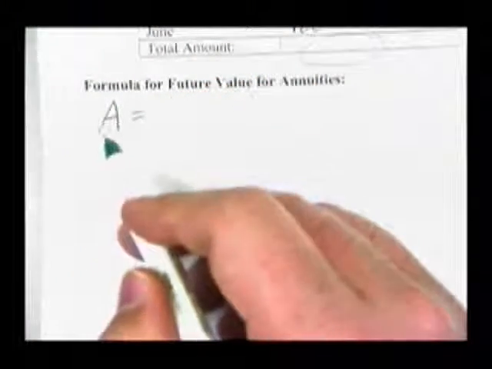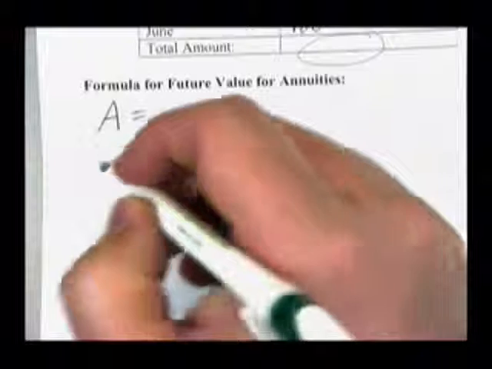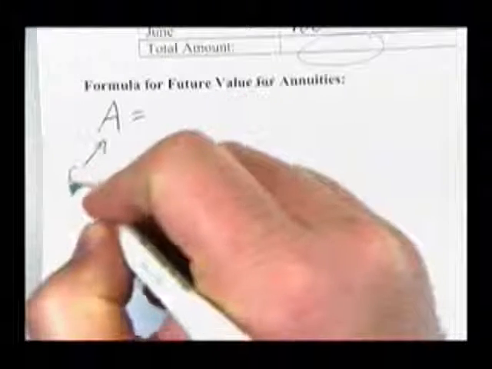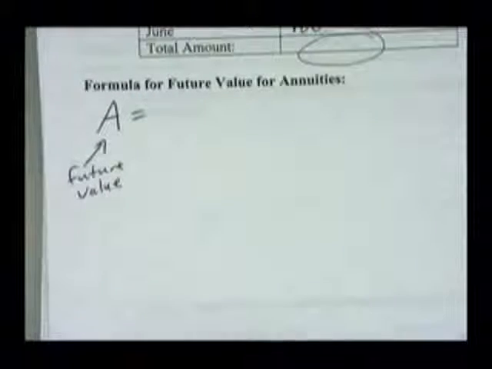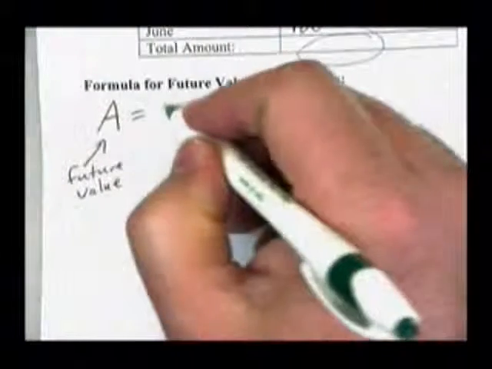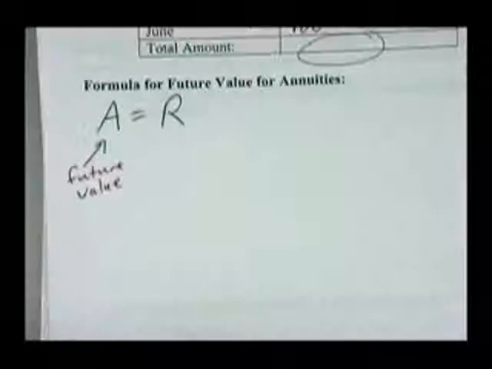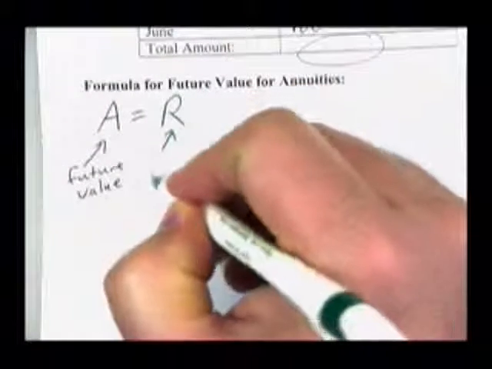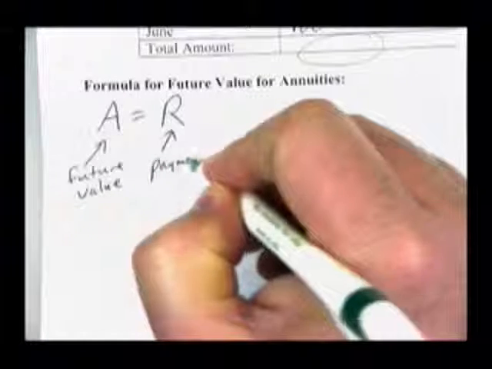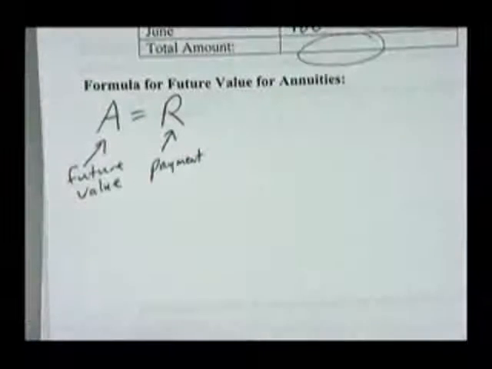A, and that's going to be amount, just as before, only we're going to call this future value. We're just going to give it a different name, but it's the same thing we've looked at before. It's the amount at the end. Is equal to R, and here's a brand new variable that we haven't used before. The R is going to stand for payment. Why they used R, I don't know, because P was already taken. I don't know why they chose R, but they did.